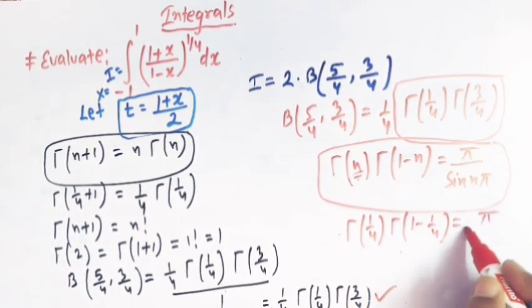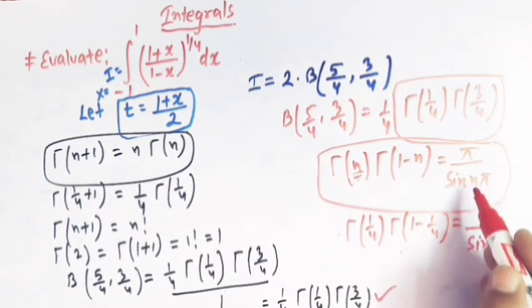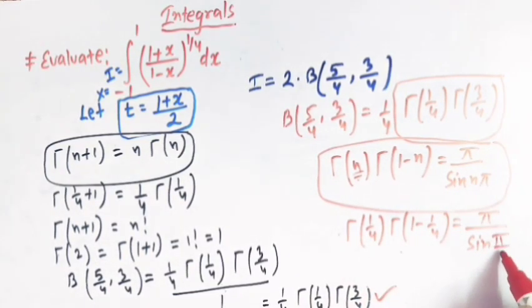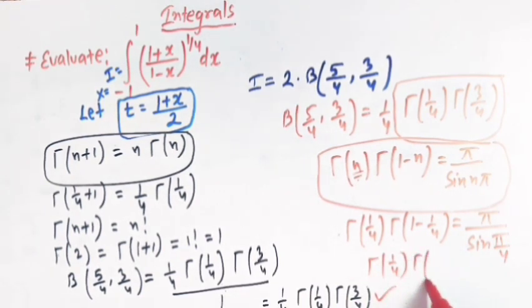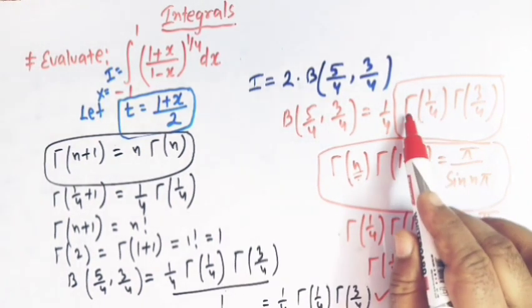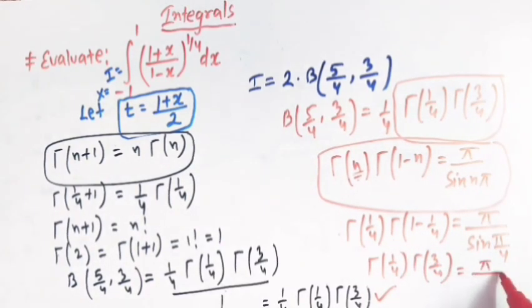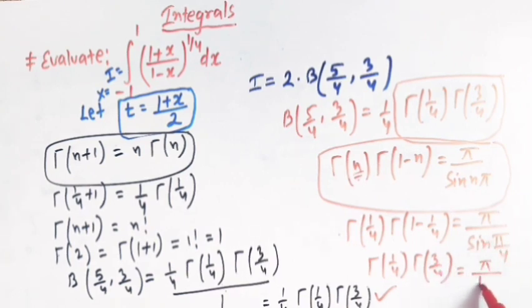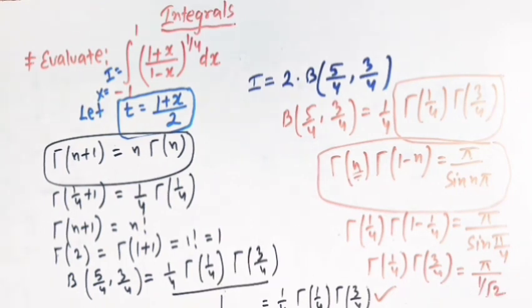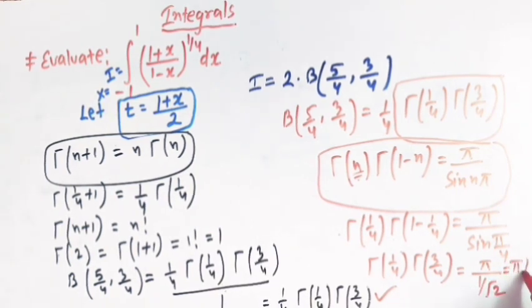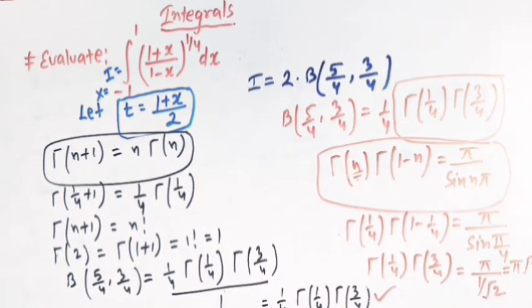And here we have pi divided by sine of n pi, where n is 1 over 4, so this is pi over 4. So gamma of 1 over 4 times gamma of 1 minus 1 over 4, which is 3 by 4, that is equal to pi divided by sine pi by 4. Sine pi by 4 is sine 45 degrees, which is equal to 1 over root 2. That is equal to pi times square root of 2, because we take the square root of 2 to the numerator.